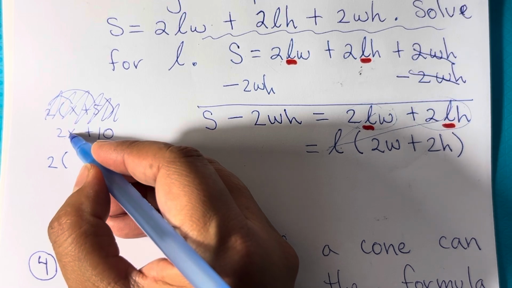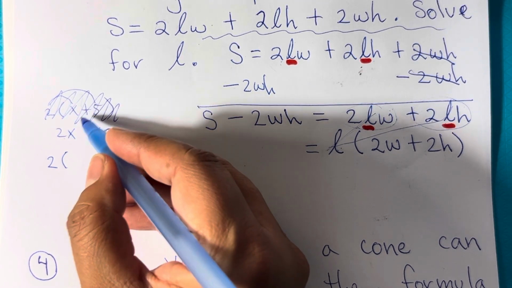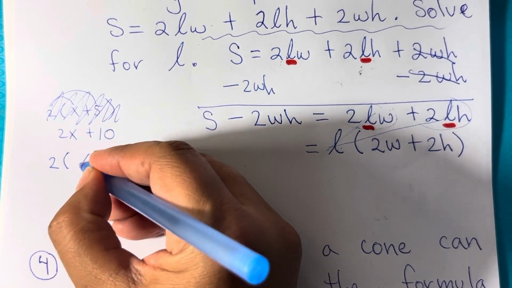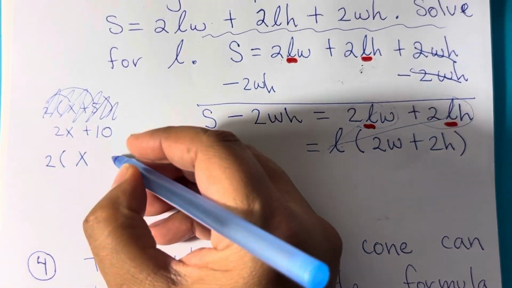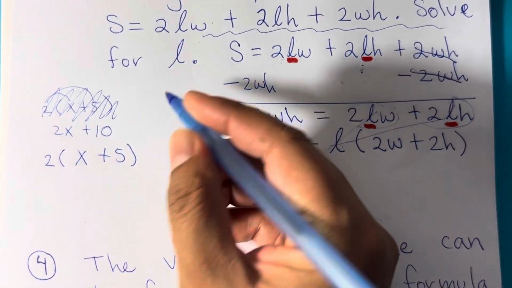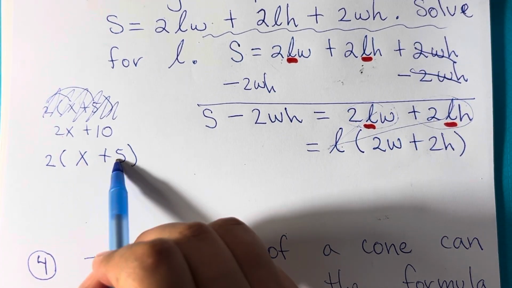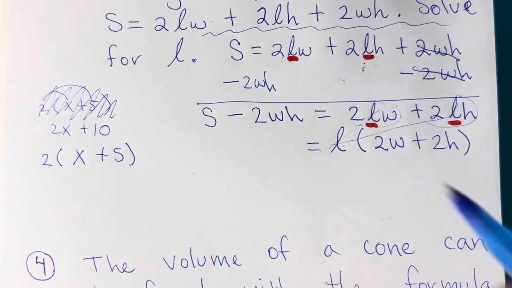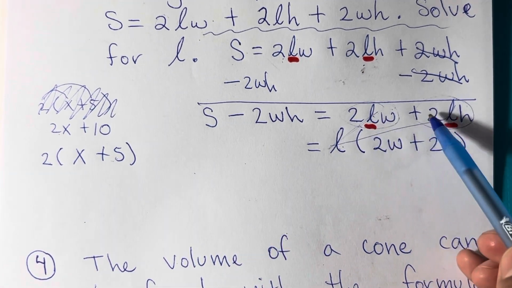So it's the opposite of distributive property. We divide 2x divided by 2. Well, the 2 cancels. We only get x. 10 divided by 2 gives us 5. Notice how we get 2 times x plus 5. So it's the opposite, basically. And that's what we're doing on this side.